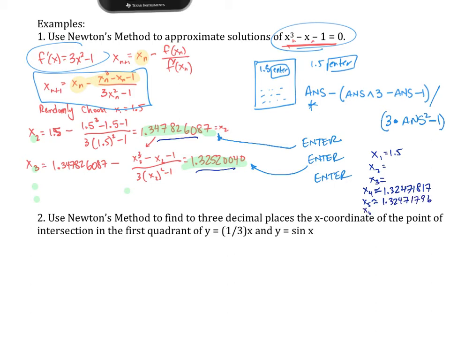471796, and x sub 6 is approximately 1.32471796. Notice how these two converged right here. We got the same exact answer, so that meant that's your answer. So that's the answer for this particular solution, for this particular problem. There's one of your roots.